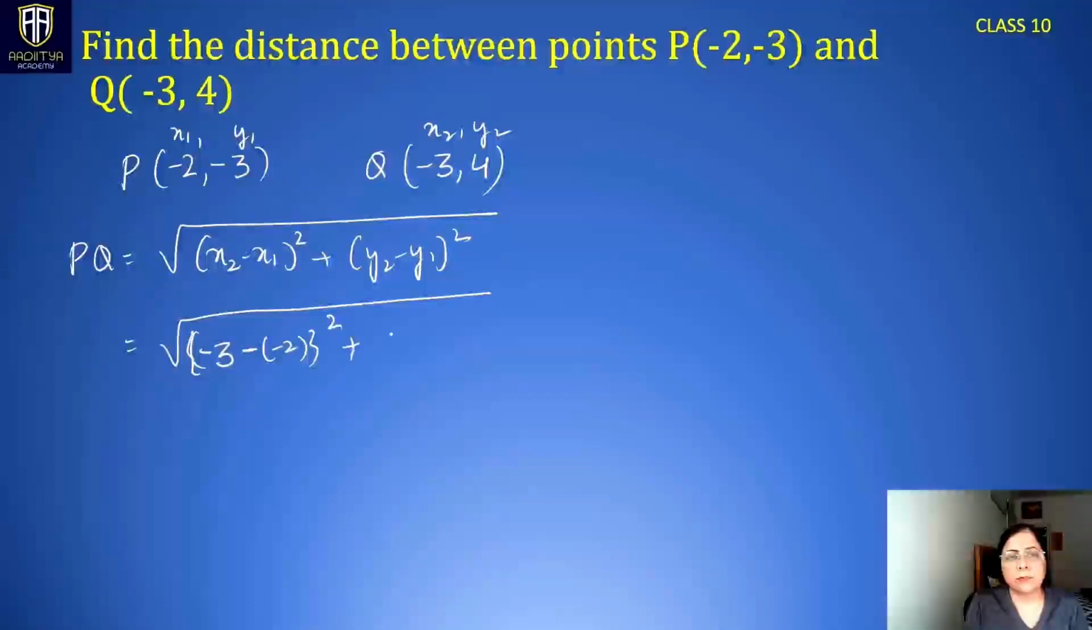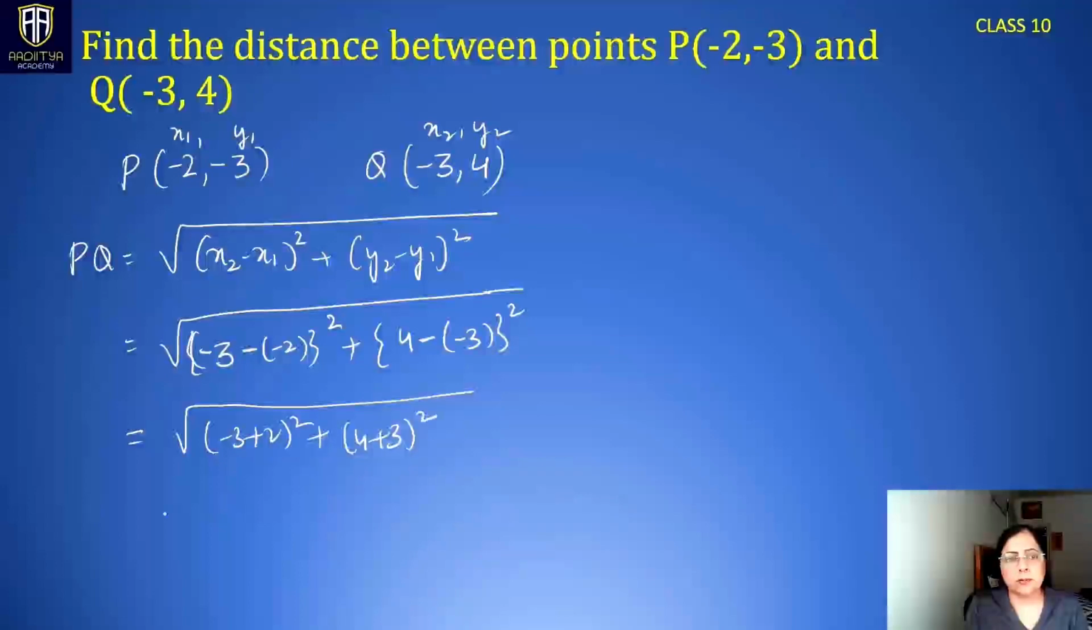This is square. y2 is negative 4 minus y1, which is negative 3. This sign is for the formula, and if the second coordinate is negative, write it in a bracket or solve it orally, but be careful regarding using the signs. This is minus 3 plus 2 square plus minus 4 plus 3 square. So we have minus 3 plus 2 is minus 1 raised to the power 2. Minus 4 plus 3 is minus 1, so we get 1 plus 1, square root of 2.